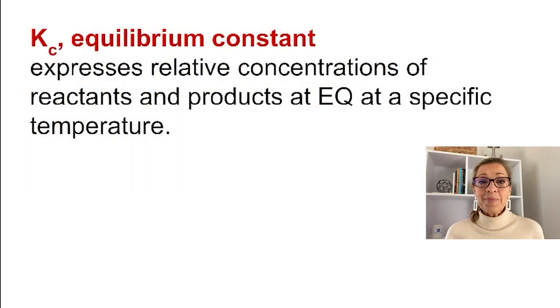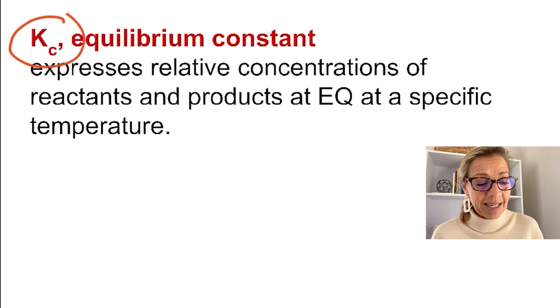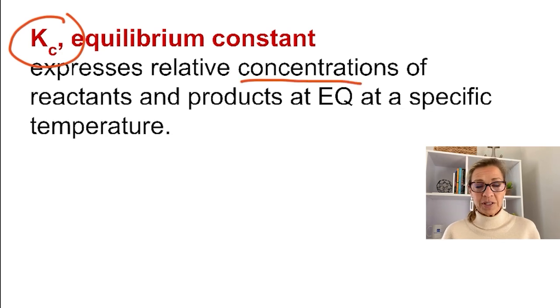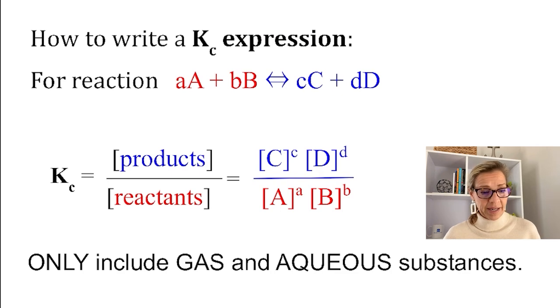This video is about equilibrium constants. So first of all, the symbol for equilibrium constant is Kc. Anytime you see a K, that represents a constant. And then that little subscript C represents concentrations. So we're going to use this as an expression of the concentrations of all the participants in the reaction at equilibrium. So let me show you how to write that expression. This looks a little complicated, but it's not.